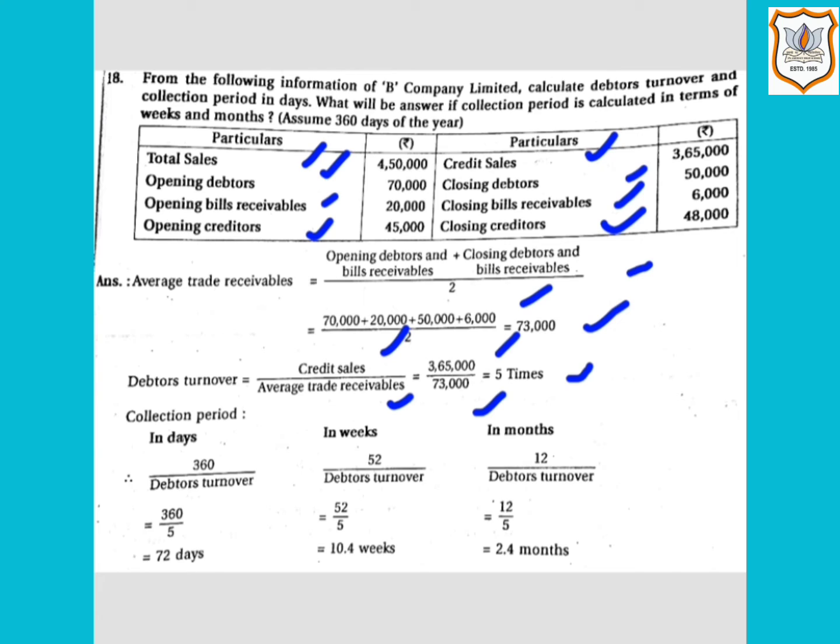Now we have to find out the collection period. First, we will find out the collection period in days. We know that in 1 year there are 360 days. Here we are given that we should assume 360 days of the year.